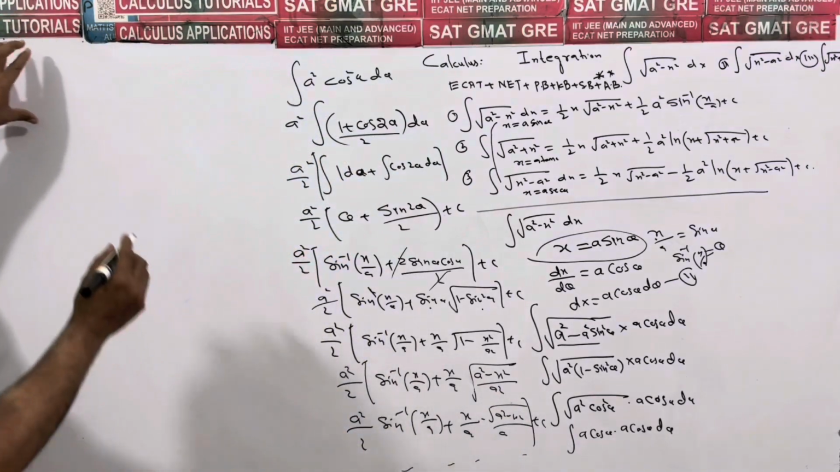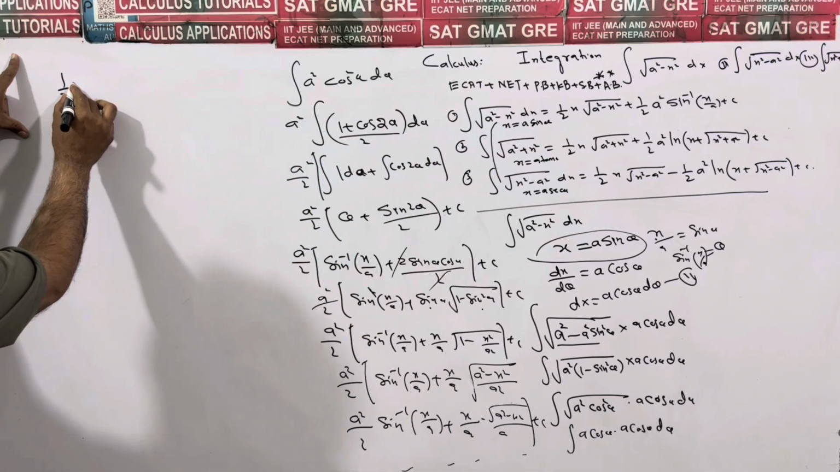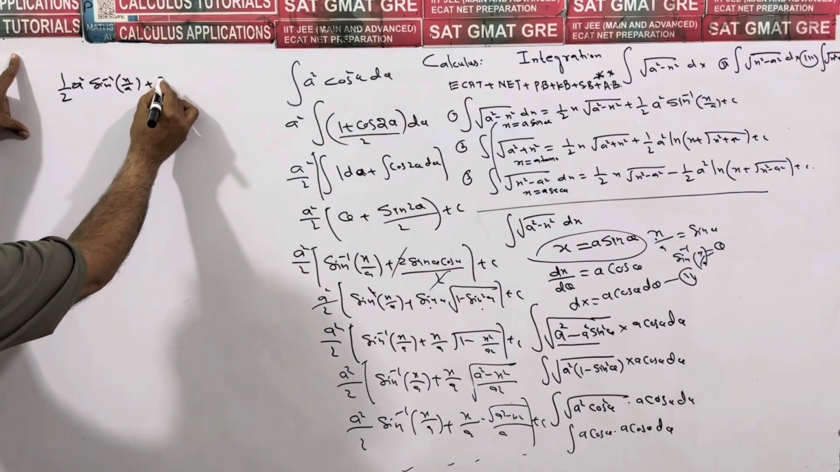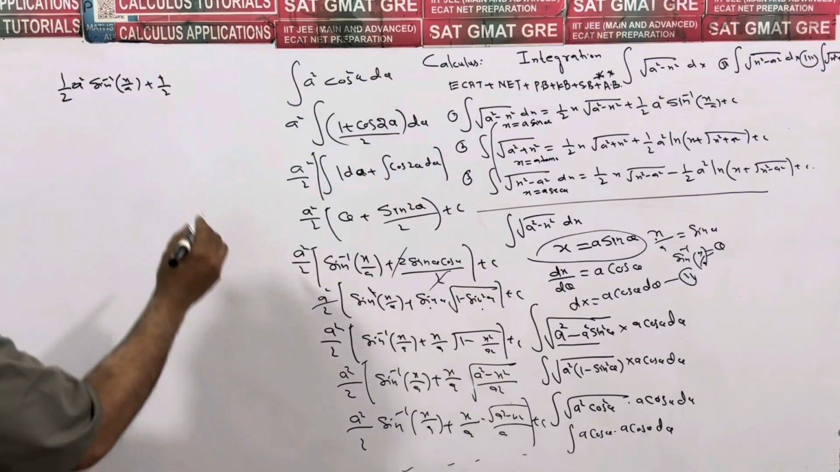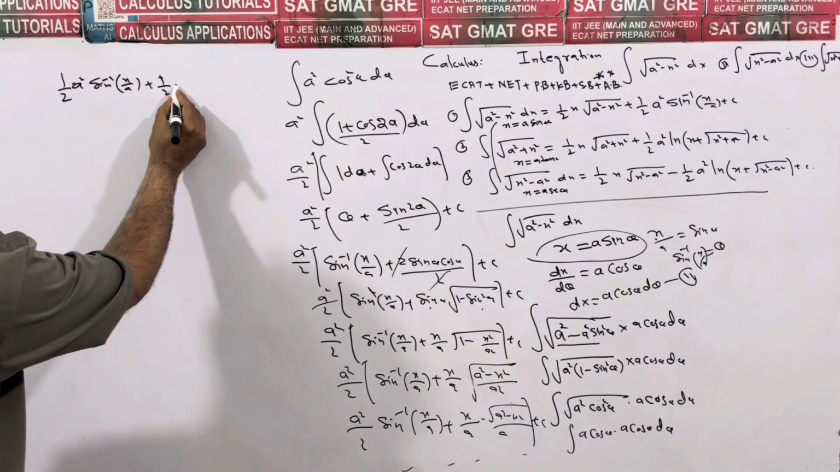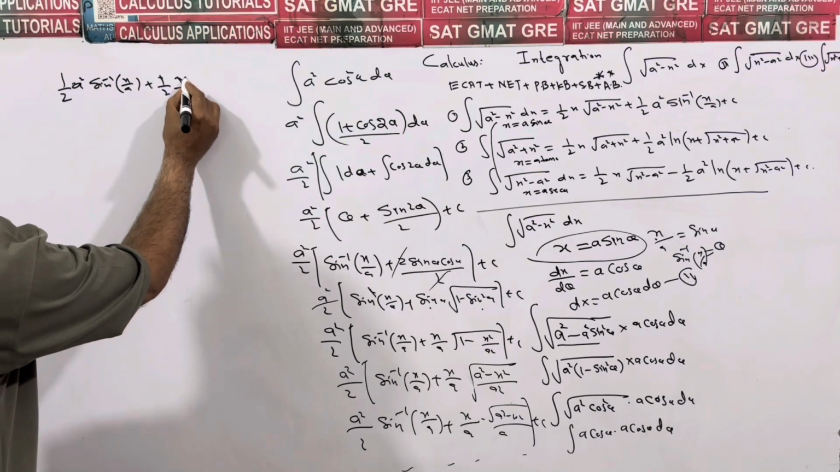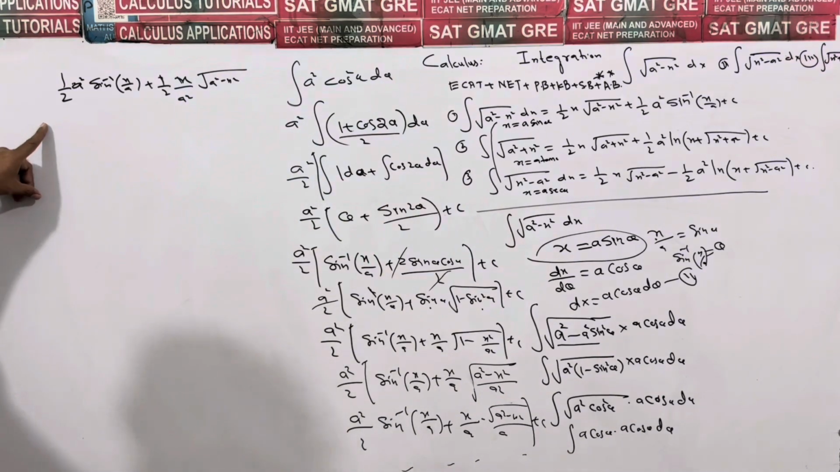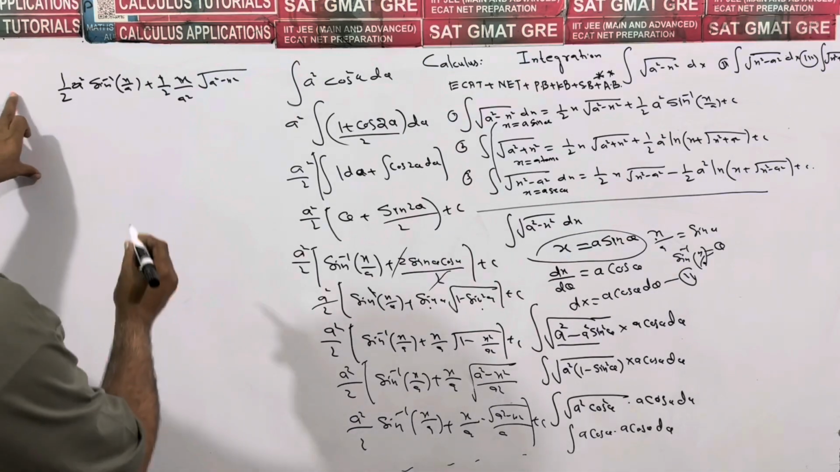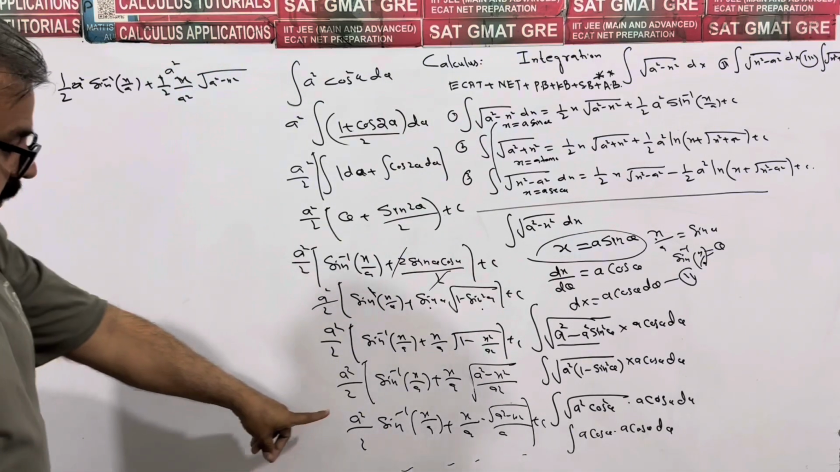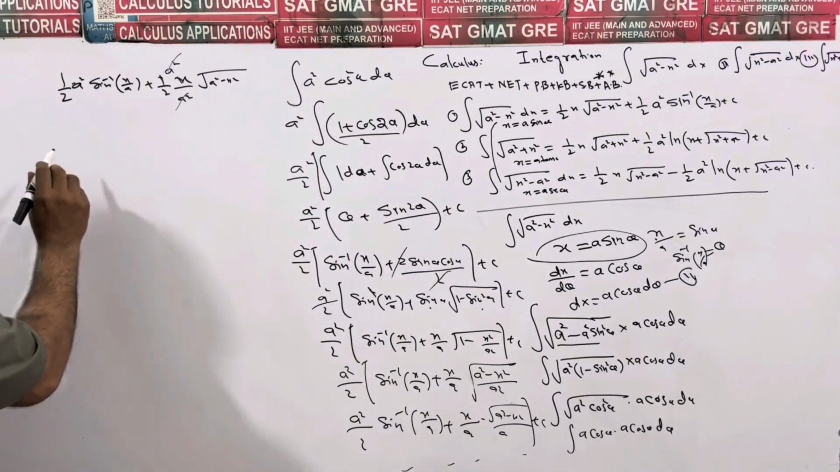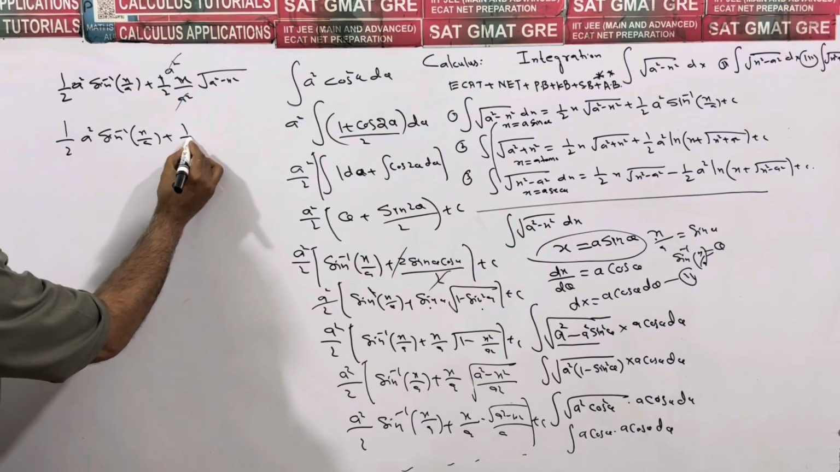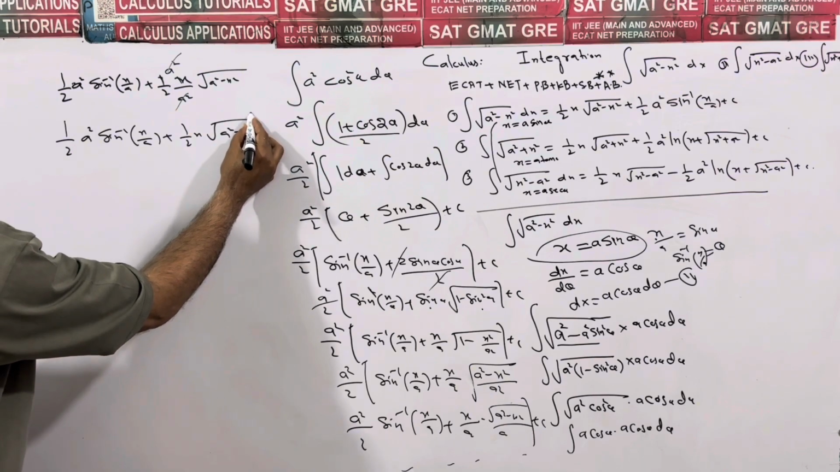Now let me write this one in standard form. It is 1 over 2 a square sine inverse of x over a plus 1 upon 2 x times root of a square minus x square. 1 upon 2, a square multiplied as well, a square must be there, a square with this one. A square cancelled out. So we have 1 over 2 a square sine inverse x over a plus 1 over 2 x root a square minus x square plus c.